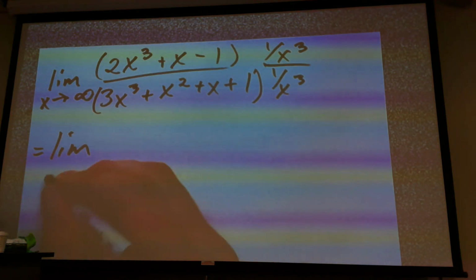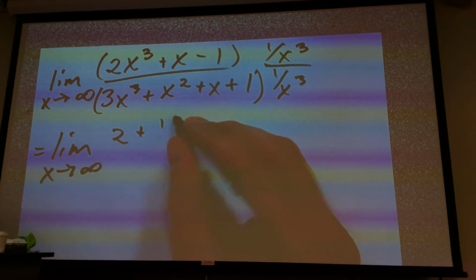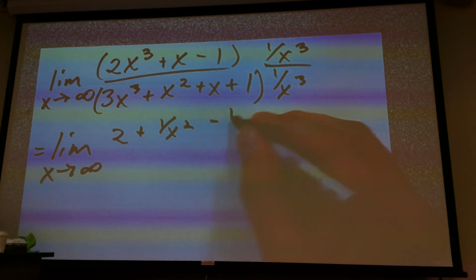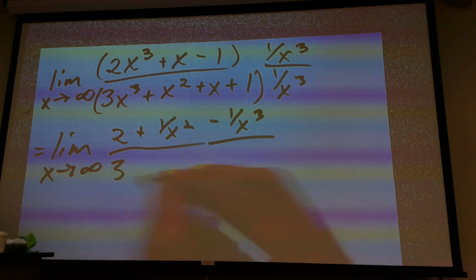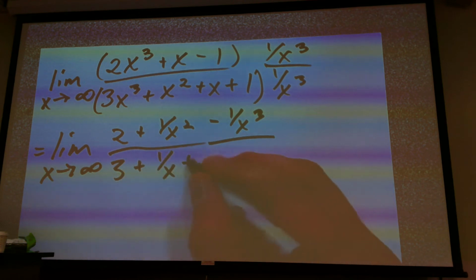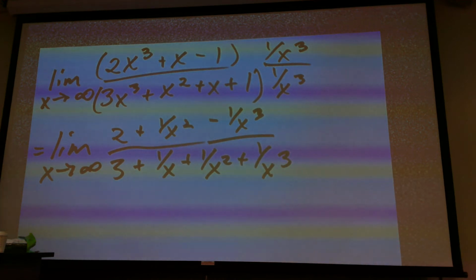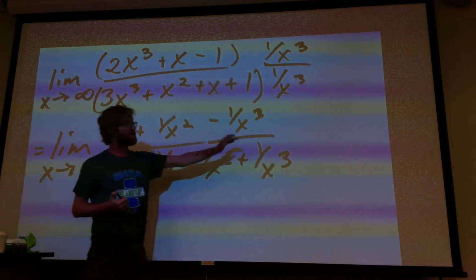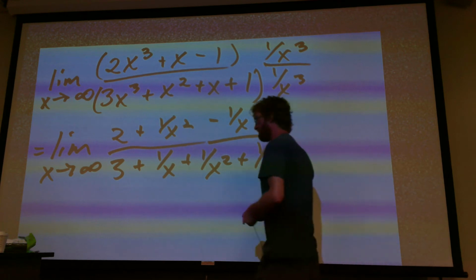So that's going to equal the limit as x tends towards infinity of 2 plus 1 divided by x squared minus 1 divided by x cubed, divided by 3 plus 1 divided by x plus 1 divided by x squared plus 1 divided by x cubed. Now it's not necessary for you to write out 2 plus 0 minus 0 divided by 3 plus 0 plus 0 plus 0. All of these terms are going to go to 0. So at this point in the problem, you just say, you know what, this is 2 divided by 3.